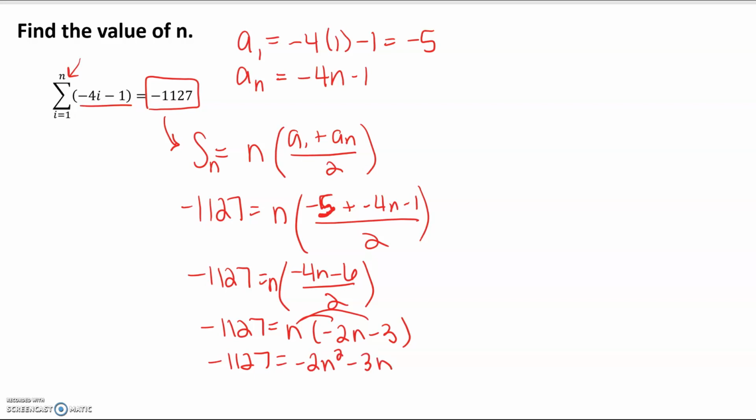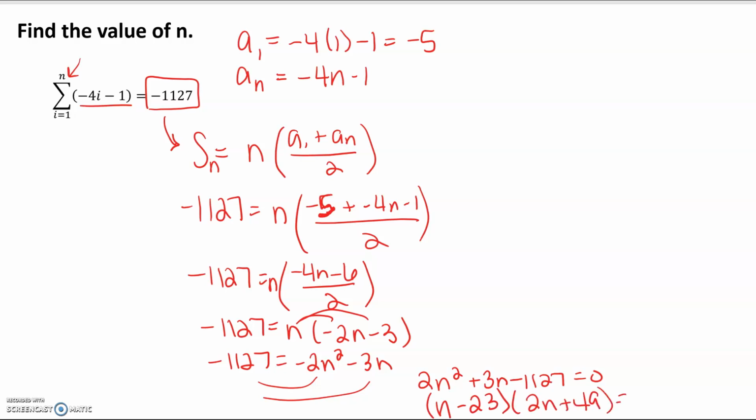And at this point, since I have an n squared, an n, and a constant term, I know that I should get everything to one side, and I should be able to factor this. So I'm going to move everything over. And I'm going to get 2n squared plus 3n minus 1,127. Okay, when I factor this, I get n minus 23 and 2n plus 49.